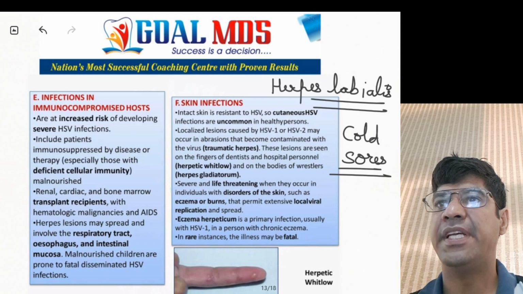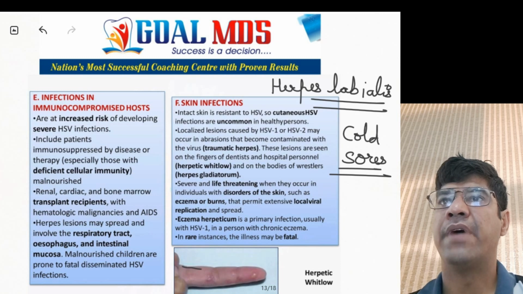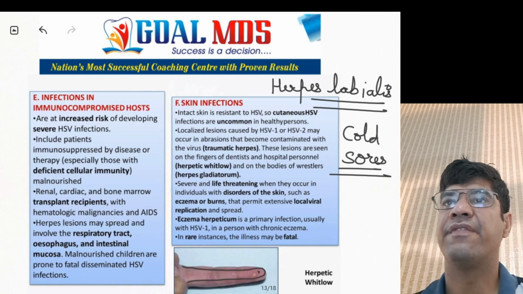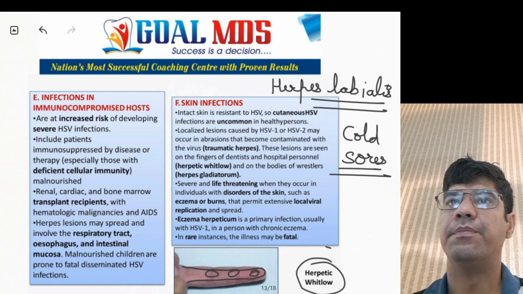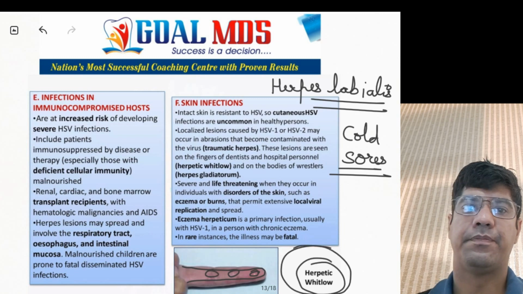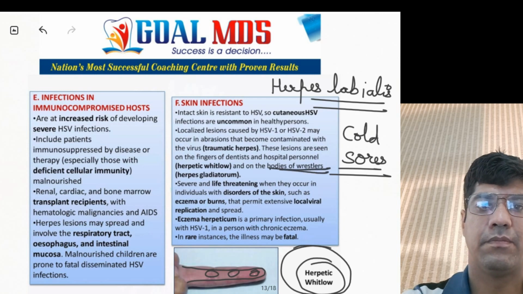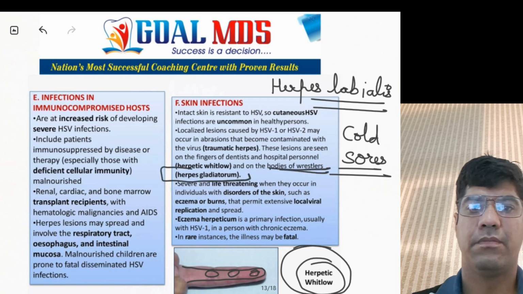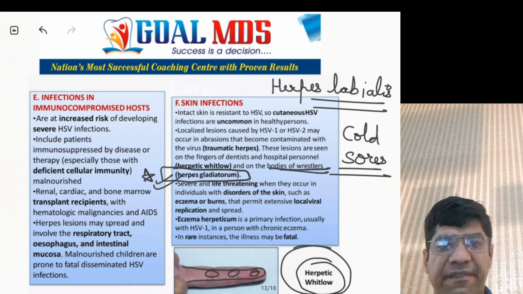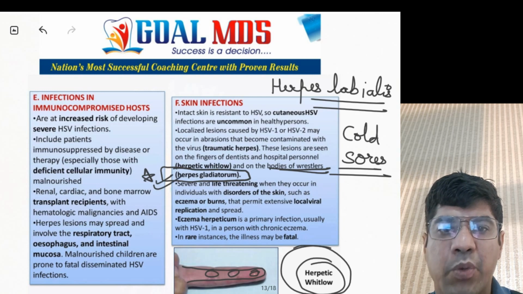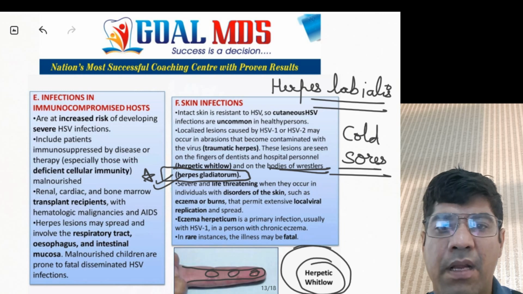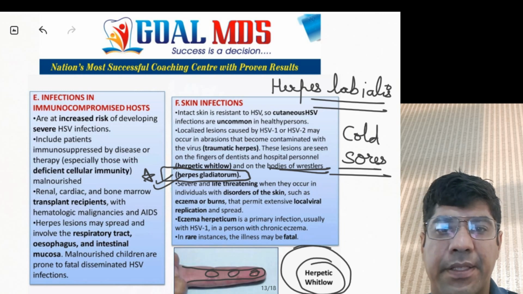Some lesions may be seen on the fingers, which is known as herpetic whitlow, and on the bodies of wrestlers. The term we use here is herpes gladiatorum. The herpes infection on the fingers can occur due to self-inoculation from oral herpes simplex 1 in children.